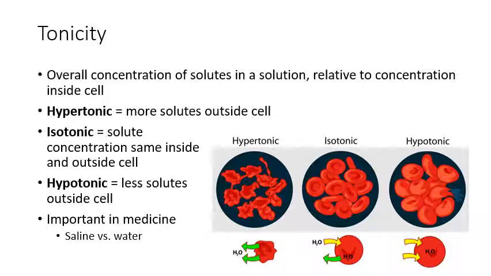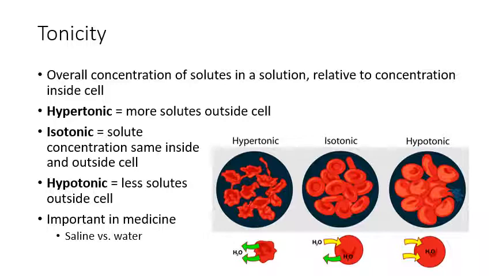In a hypotonic solution, it's the opposite. You have less solutes in the solution outside the cell and more solutes inside the cell. This is really important. Cells need to be in an isotonic environment. If they're in a hypertonic environment or a hypotonic environment, that means that you're going to have water either exiting or entering the cell by osmosis, and that can cause problems for the cell.